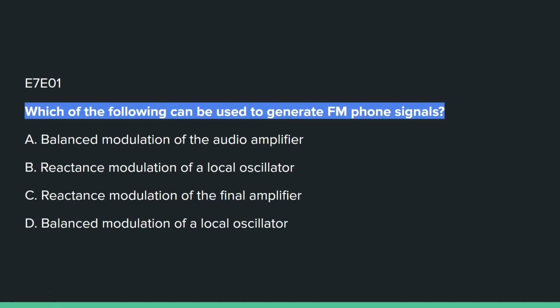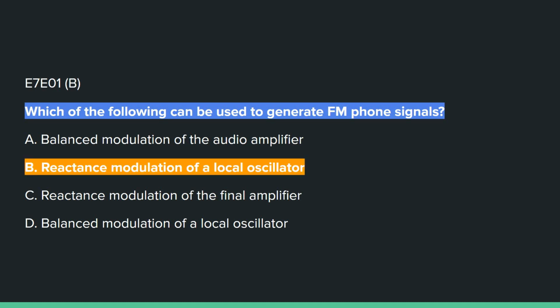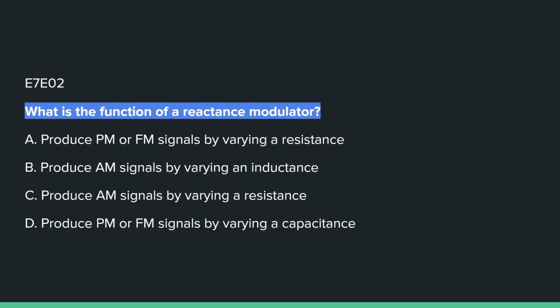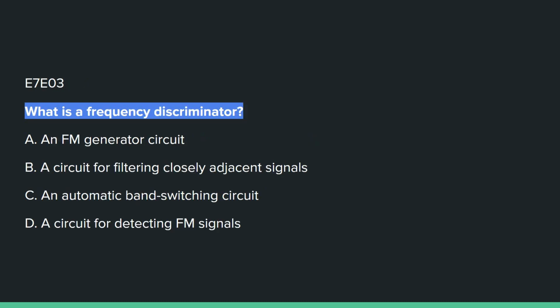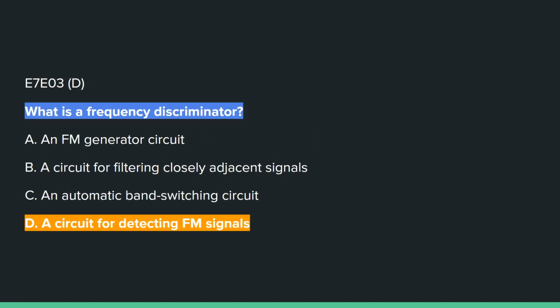E7E01, which of the following can be used to generate FM phone signals? B. Reactance modulation of a local oscillator. E7E02, what is the function of a reactance modulator? D. To produce PM or FM signals by varying a capacitance. E7E03, what is a frequency discriminator? D. A circuit for detecting FM signals.